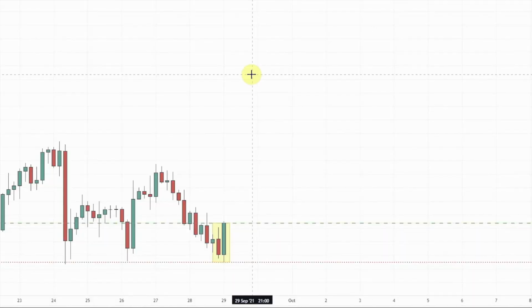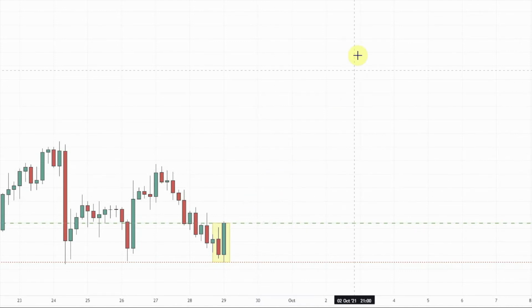This is a 4-hour time frame chart of Bitcoin against US dollar. In the yellow box we have a bullish engulfing candlestick pattern, which was the final entry criteria for me to enter this trade. The green line represents the entry level, the red line represents my initial stop loss. I'll now show you how the trade was played out and how I managed the trade according to my trading strategy.